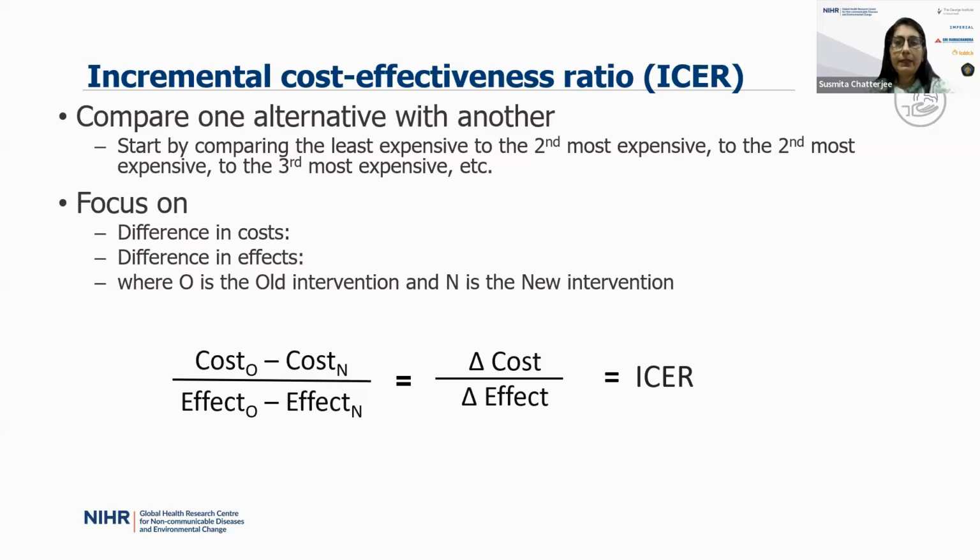I told you at the beginning that there should be a comparator. That comparator could be the current scenario, whatever it is. It could be a different scenario. You are comparing between two different scenarios. As I said, it could be what we call the counterfactual, that is what is happening now, and what you want to do. So there are two different things.